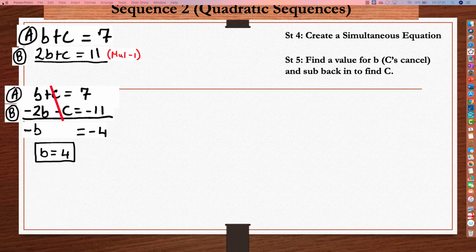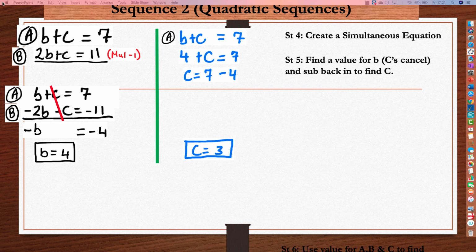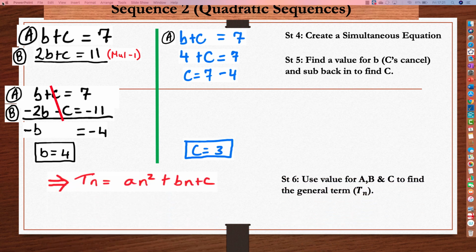Take out our top line: b plus c is equal to 7. 4 plus c is equal to 7. c is equal to 7 minus 4, c is equal to 3. So that's the simultaneous. Then my final formula was tn is equal to an squared plus bn plus c. It is now 1n squared, b I figured out to be 4, and c I figured out to be 3.